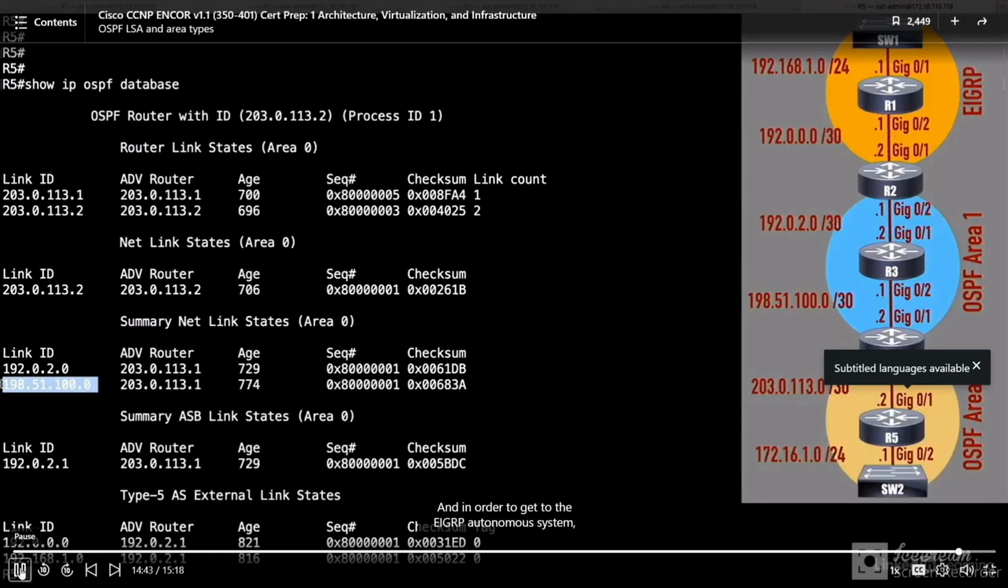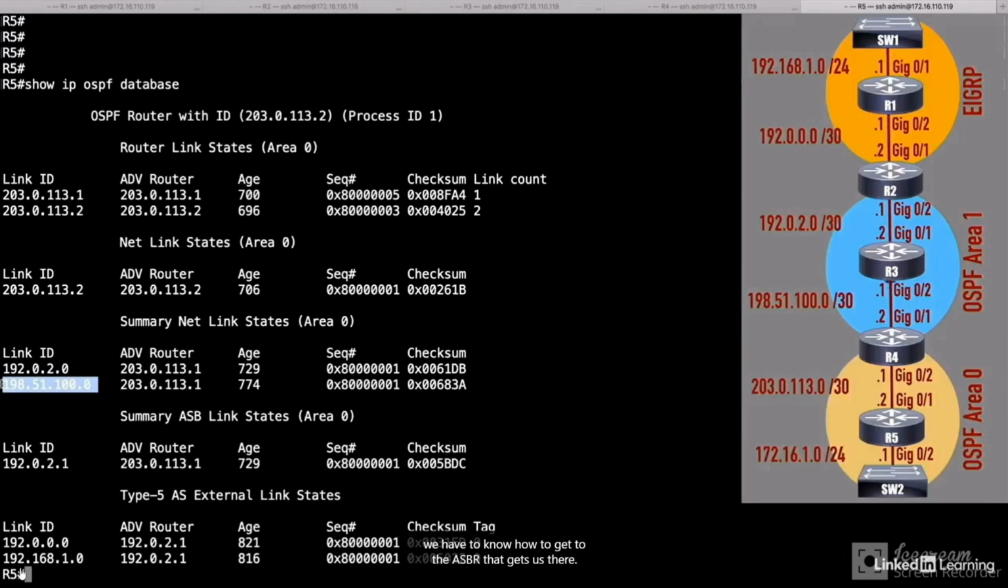And in order to get to the EIGRP autonomous system, we have to know how to get to the ASBR that gets us there. And here is the IP address of that autonomous system boundary router. And here's the advertising router, R4, our ABR, that can get us to the ASBR. And we had two network segments in the EIGRP autonomous system. We had network 192.0.0.0 and 192.168.1.0, and we see those present in the link state database as well. And that's a look at some common OSPF LSA types.